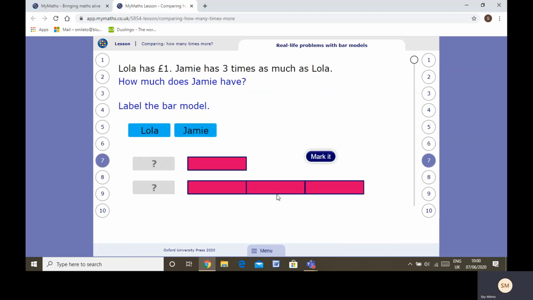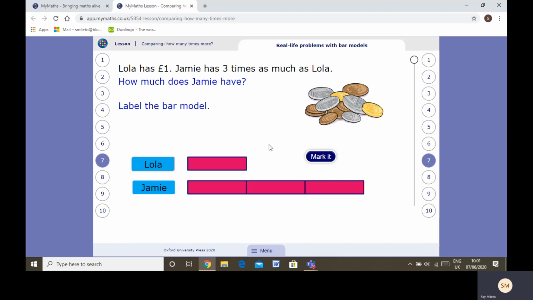Lola has £1. Jamie has 3 times as much as Lola. So how much money does Jamie have? We need to label the bar models. Now we know Jamie has more money than Lola, so Jamie must have the longer bar. And we know he has 3 times as many, and there's 1, 2, 3 there. So Lola has the shorter bar.